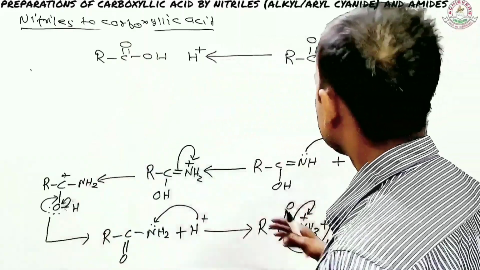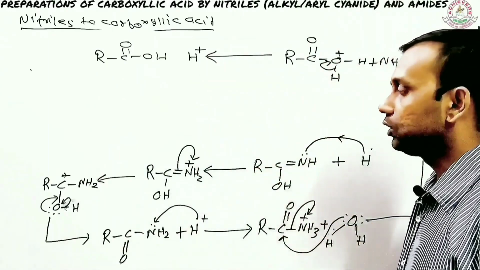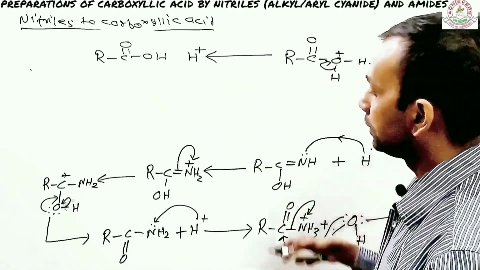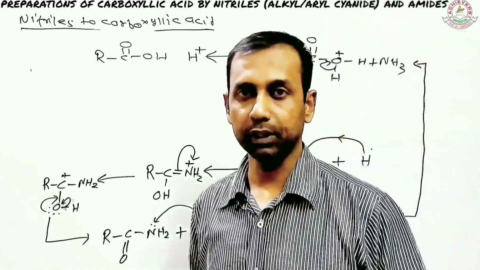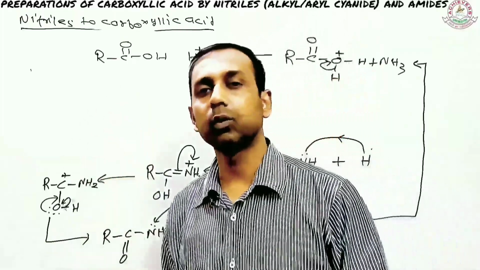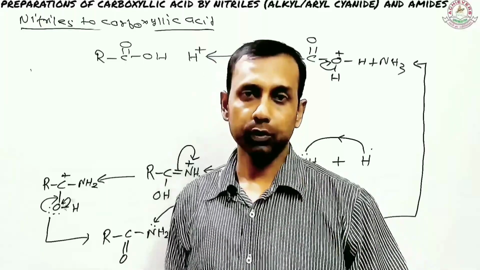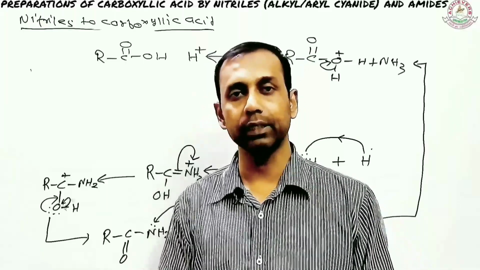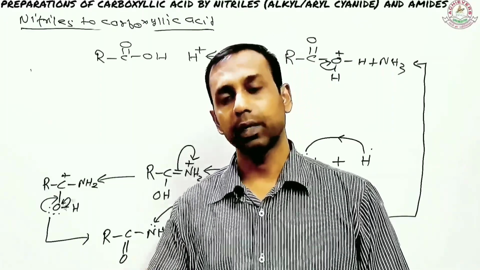So though I'm not happy because I wanted to show everything right here, you need to go on your own and see how this mechanism, though it was a bit lengthy, was also very interesting, I believe. So what we have now is carboxylic acid. The reaction started from the nitrile, but it went through several different protonation and deprotonation phases and finally came out as a carboxylic acid. So this is the mechanism of nitrile to carboxylic acid.